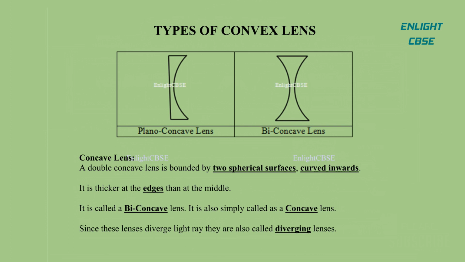What is a concave lens? Concave lens. A lens with two spherical surfaces curved inwards is called a concave lens. It is also called a double concave or biconcave lens. It is thicker at the edges than at the middle. Since these lenses diverge light rays, they are also called diverging lenses.